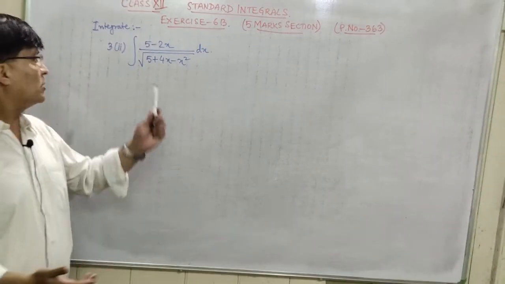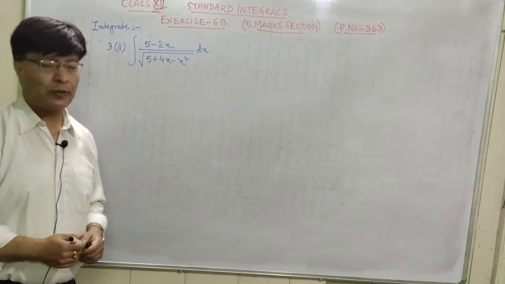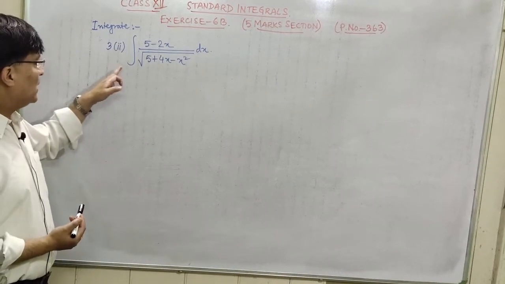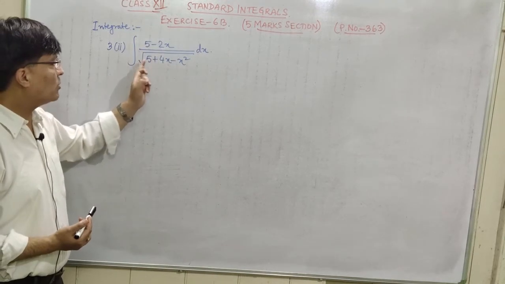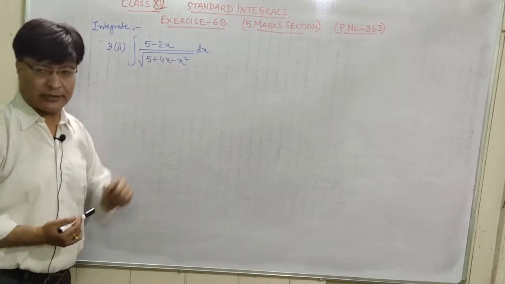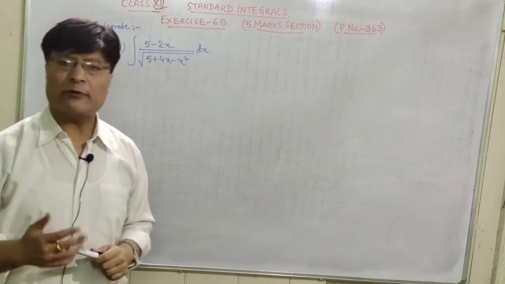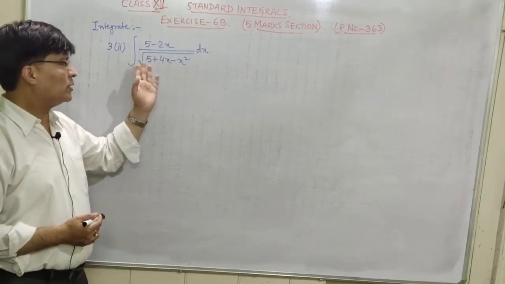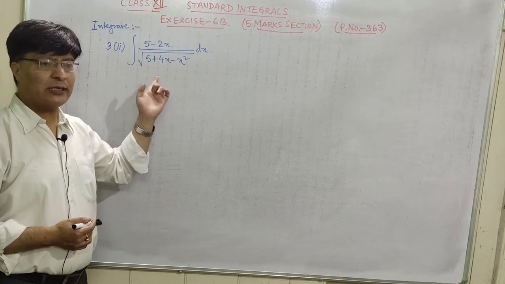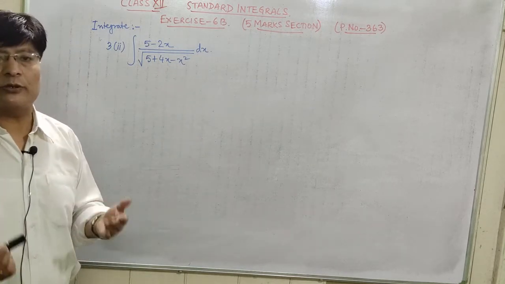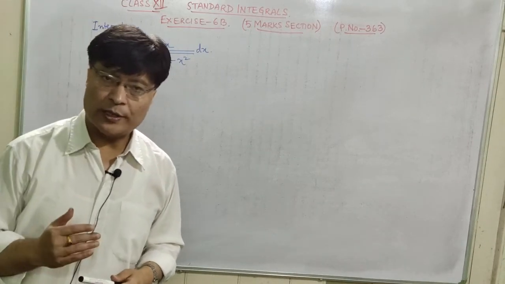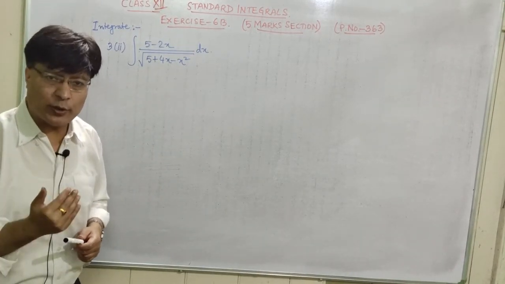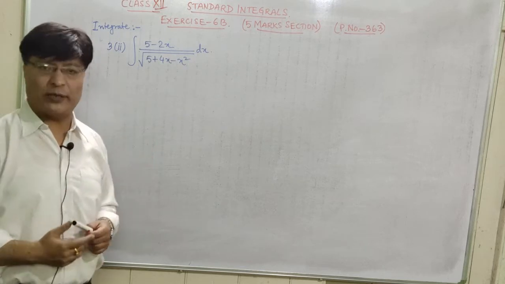So now we'll do the next question, that is number 2 of exercise 3. You have to evaluate this integral. The question is integration of 5 minus 2x divided by root over 5 plus 4x minus x square dx. So in the numerator the highest power of x is 1, that is a linear expression in x. And in the denominator within square root there are terms containing constant, x and the power of x is 2, that is your quadratic expression. So in this case the differentiation of the denominator which is on the square root is written in the numerator.